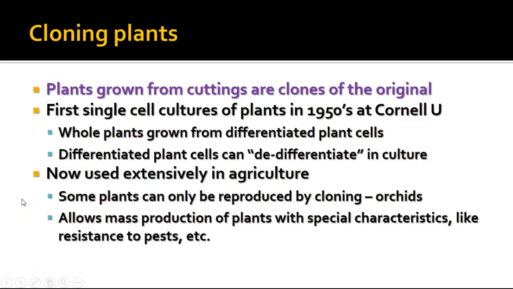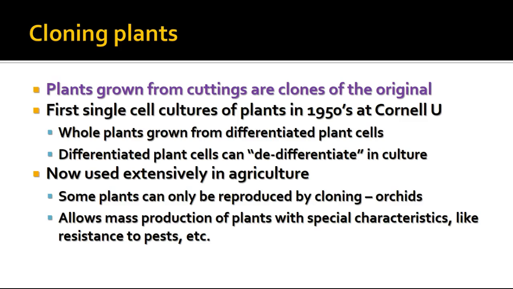Now, it's easy to clone plants. If you grow a plant from a cutting from a different plant, that cutting, the new plant, is going to be a clone of the original plant. But the first single-cell cultures of plants were actually done in the 1950s at Cornell in New York. It's pretty easy to grow whole plants from differentiated plant cells because when you grow them in culture, they de-differentiate. They go back to more of a stem cell. And so this is used extensively in agriculture, as you might suspect.